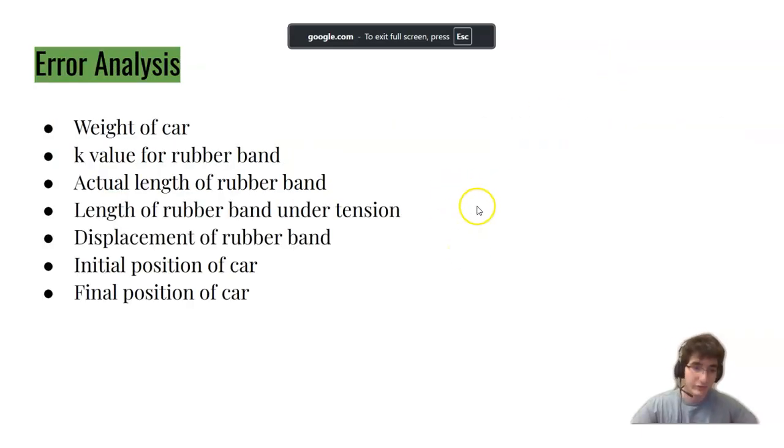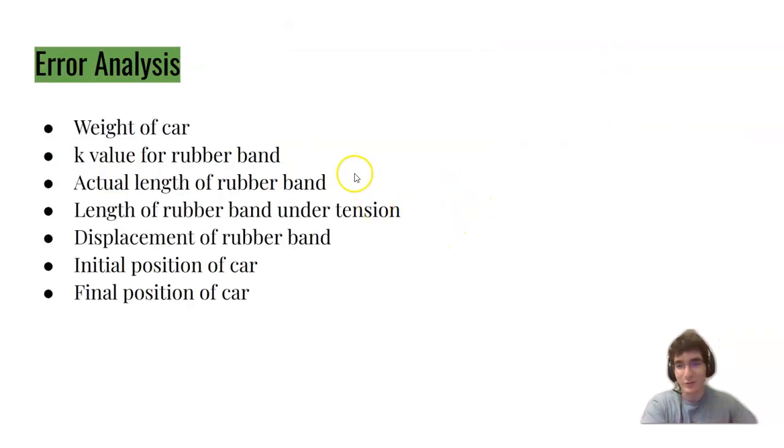Next is error analysis, and there are quite a few places for there to be error. First off, these first two values are values I got off the internet, and so the weight of the car is just an average weight of a certain size of Hot Wheels cars, so of course that's not going to be completely accurate for my specific car. K value for rubber band, the rubber band looked very close to the rubber band I had and had similar dimensions. So that's probably close, but not exact.